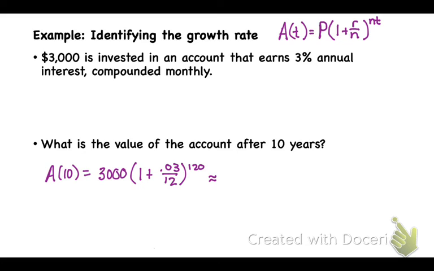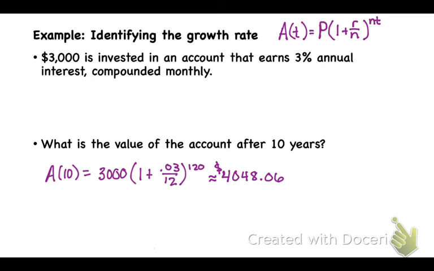It's approximately 4,048. Since the rate was 0.06. Yes, it's rounded. I got that too.